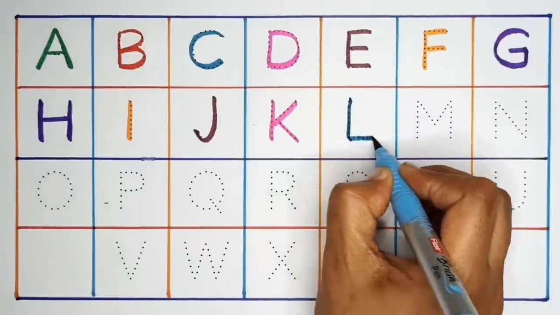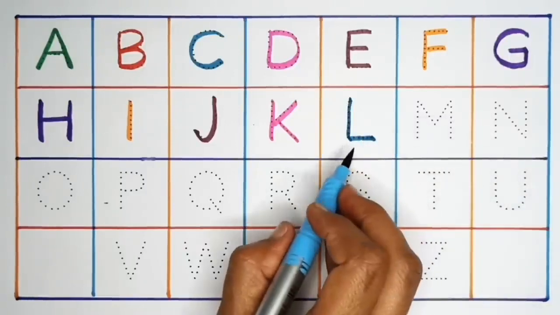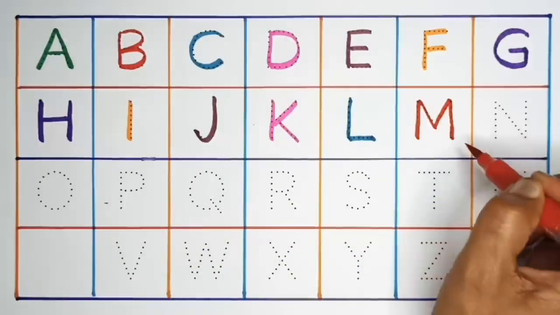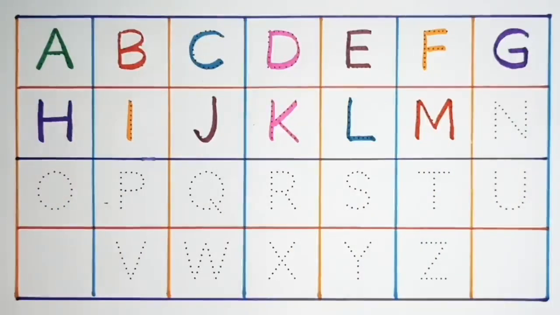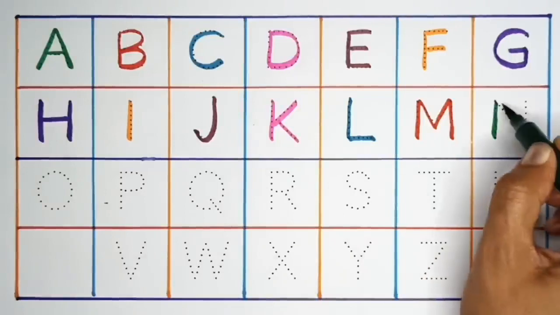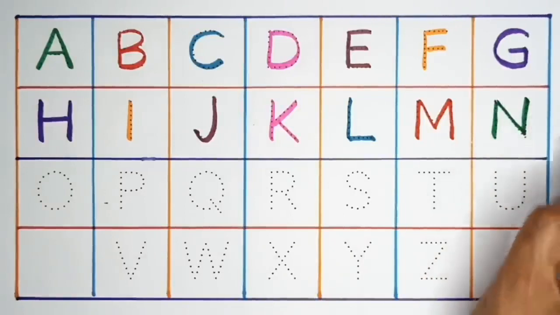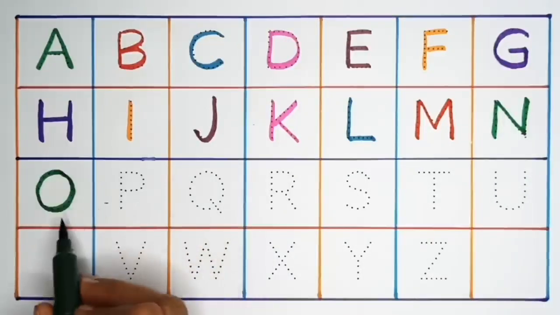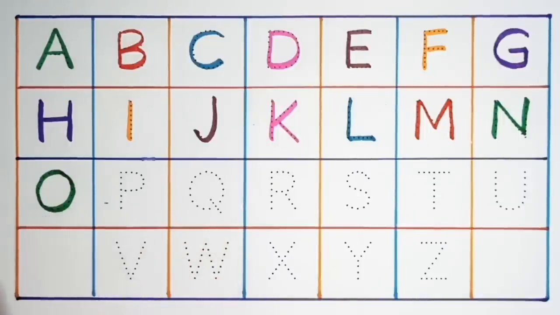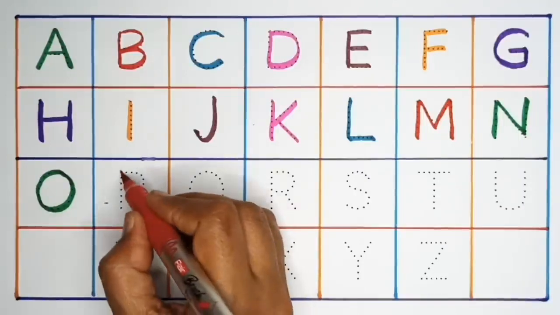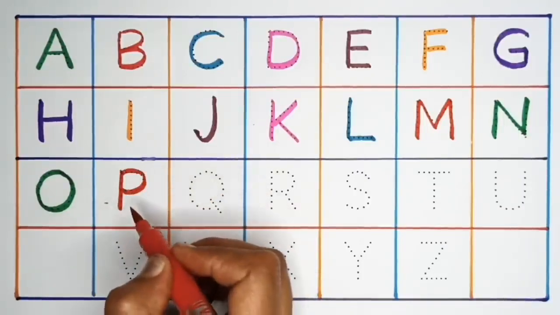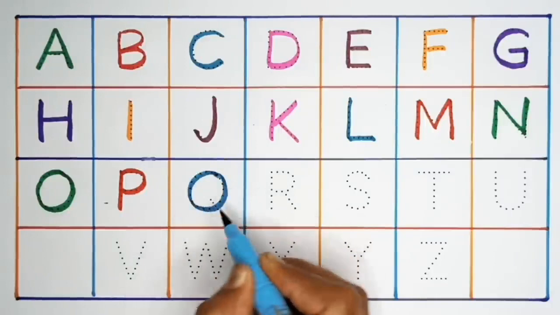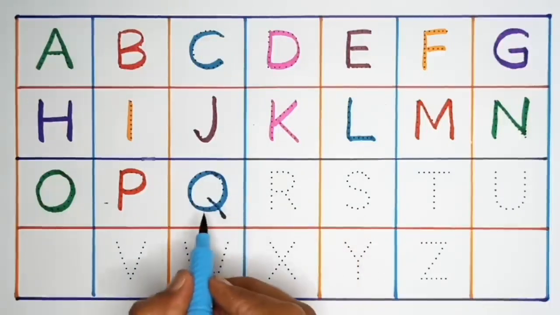L, L for lion. L. M, M for monkey. M. N, N for nest. N. O, O for orange. O. P, P for parrot. P. Q, Q for queen. Q.